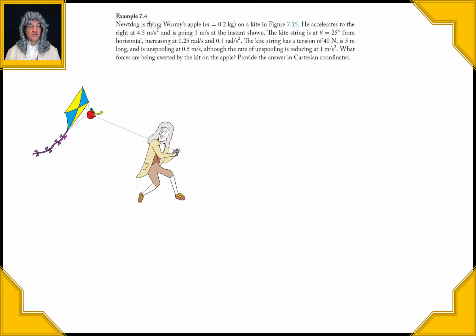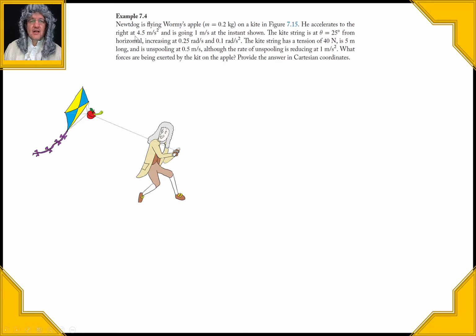Okay, so here's another example, because this class has path coordinates, but it also has radial components, or polar coordinates. This is a much more difficult problem where we have Newt Dog, me, and we have Wormy on a kite string. I'm running along and the kite string is spooling out, right? Wormy weighs 0.2 kilograms. So now we're dealing with SI.